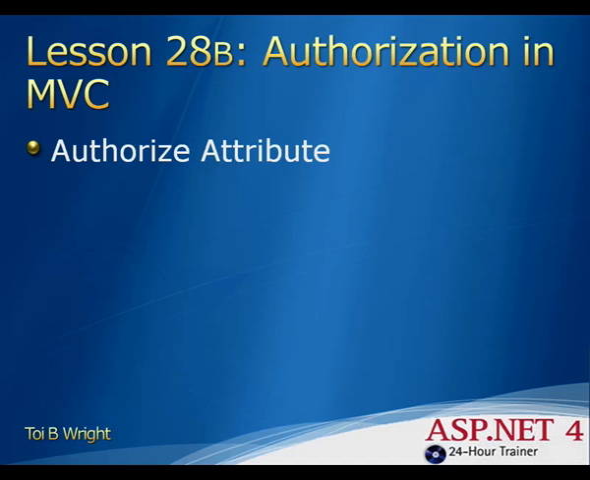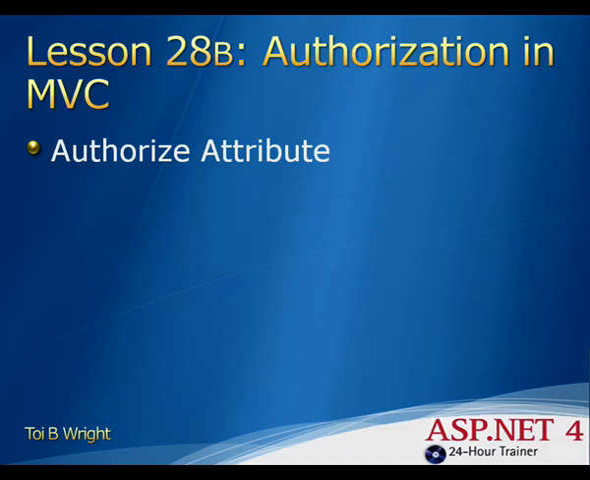If you decorate an action with the authorized attribute without specifying any additional properties, all anonymous users are prevented from invoking the action. If a user tries to invoke an action method to which he does not have access and forms authentication is enabled, he is redirected to the login page. By default, all users can invoke any action method.